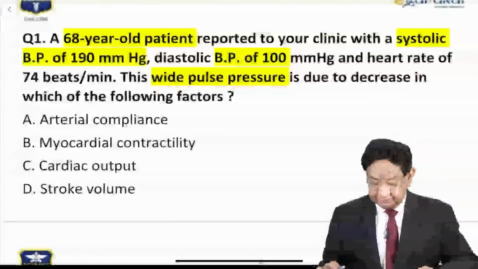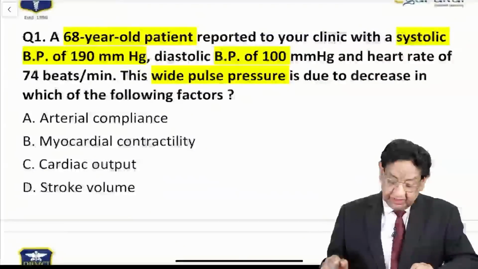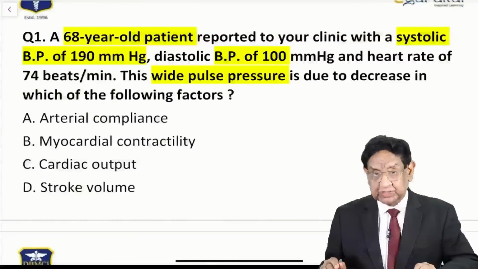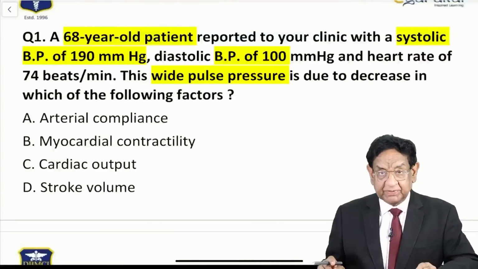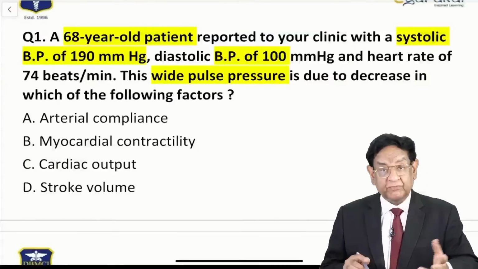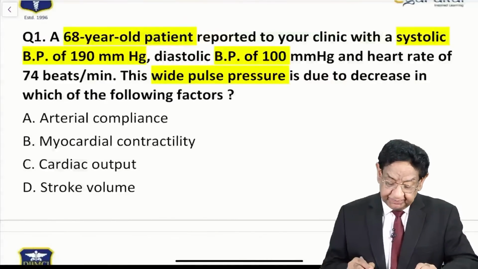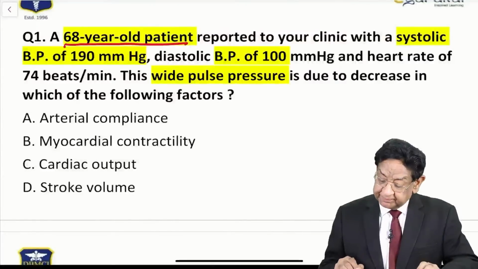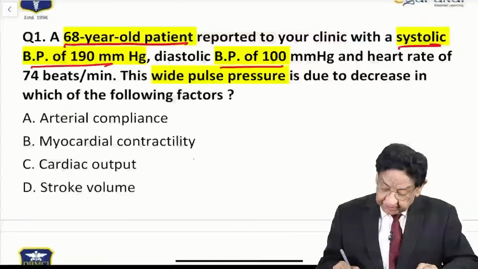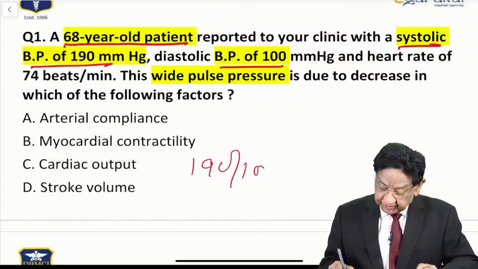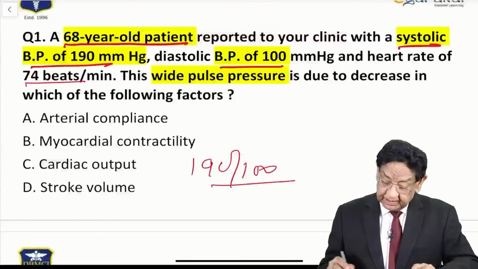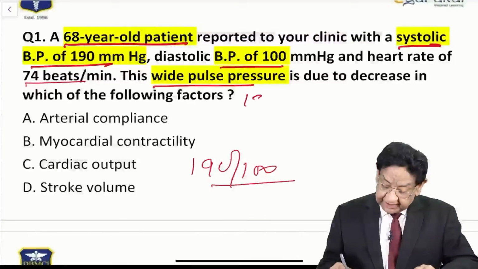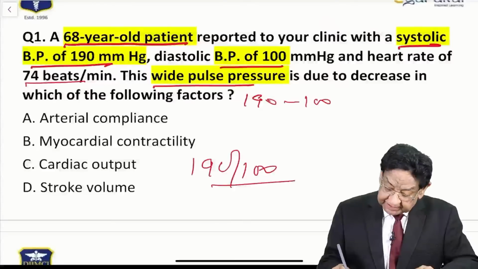So let's discuss question number 1. In this question, I have highlighted the keywords so that you know which points to focus on, because at the moment I know you are not carrying your question paper with you, but at least you should know where to focus. Of course, in the class we do give the paper in advance. We have a 68-year-old patient. His systolic BP is 190 and diastolic 100, that means his BP is 190 by 100. His heart rate is 74, which is normal. Definitely the pulse pressure is wide. How much? 190 minus 100. The pulse pressure in this case is 90.